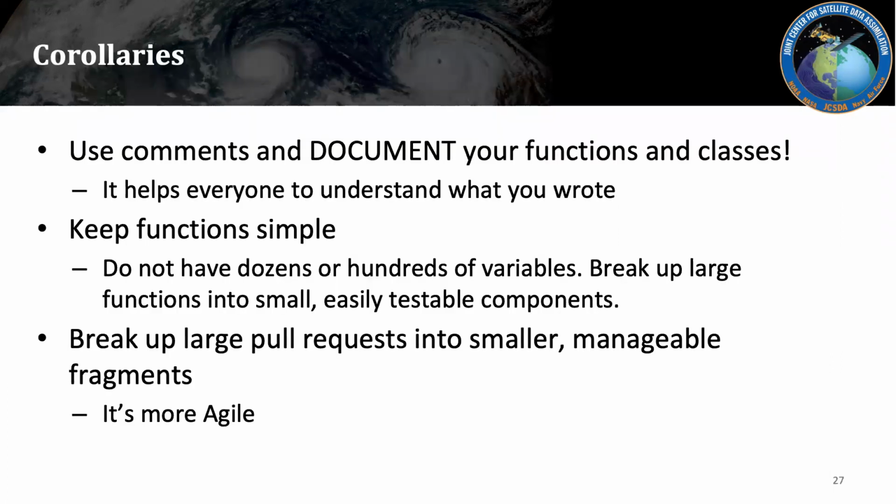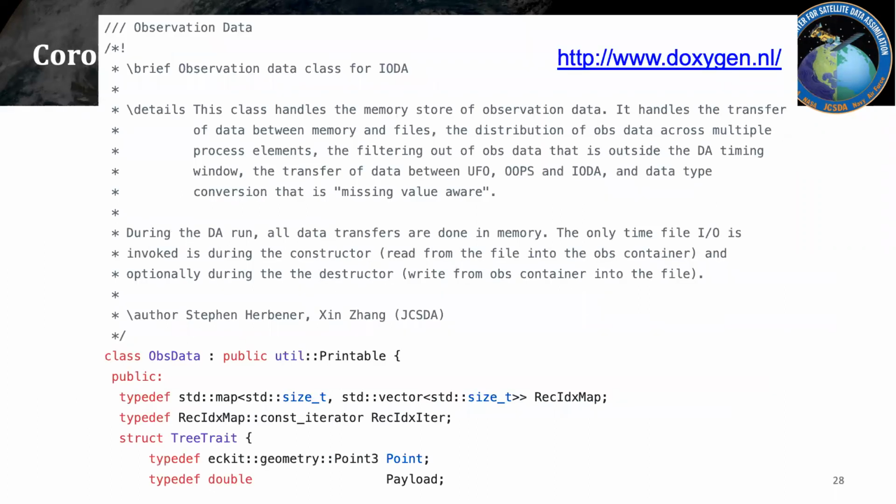So there are a couple of corollaries again. The first one of these is to use comments and document everything that you write, because this helps people to understand what you wrote later on. Here's an example of some of the documentation that we have inside of JEDI, and this is documentation for one of the classes inside of Yoda.